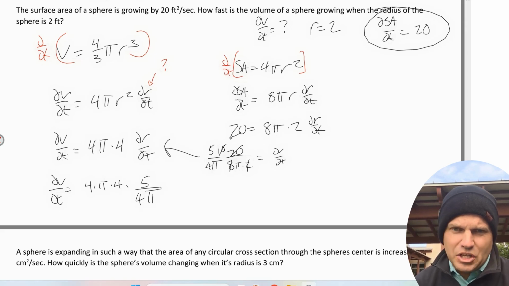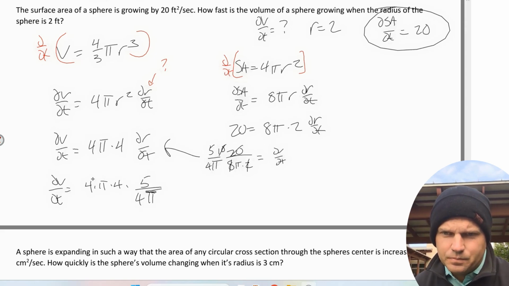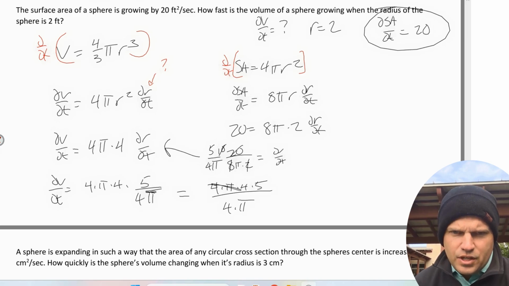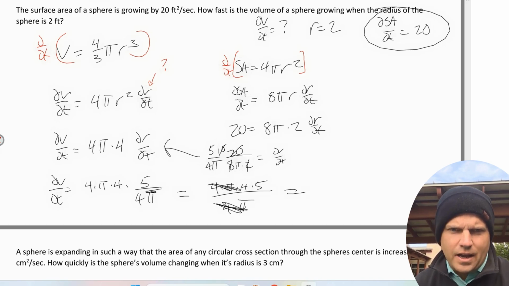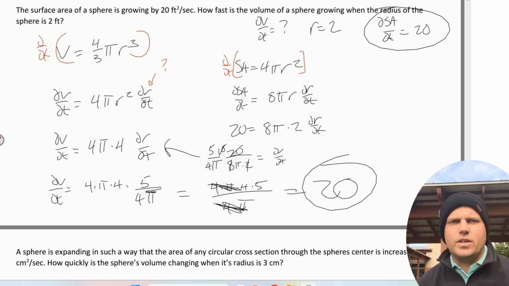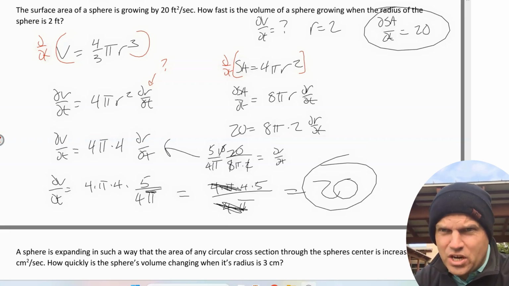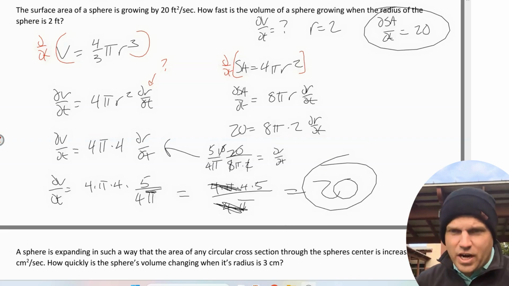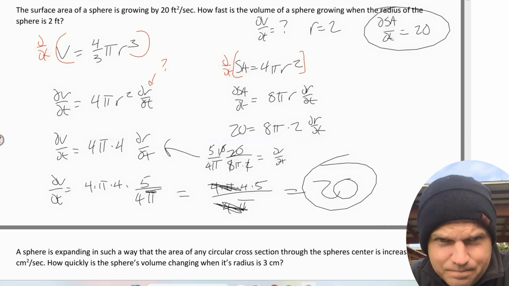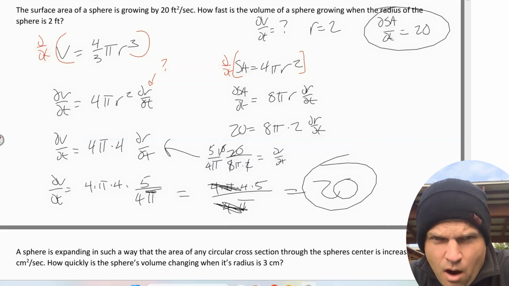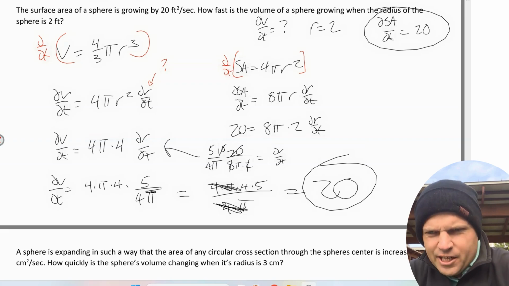Make sure you know that pi is in the denominator. Pi is in the bottom. If you want to multiply everything straight across, you got 4 times pi times 4 times 5 over 4 times pi. These 4s and pi's go away, and you get an answer of 20. Many ways to get that answer of 20. Just so happens the volume is growing at the same rate as the surface area, because the radius is this certain size. It's not always going to be like that.